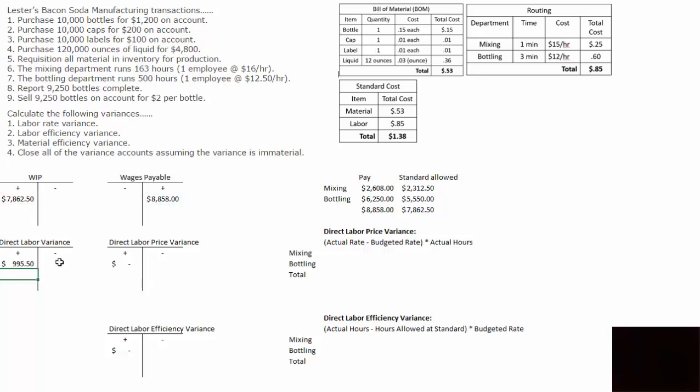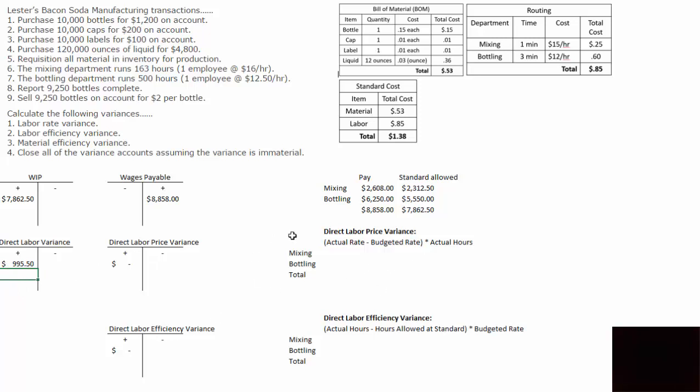So since a variance account has a debit balance, that's unfavorable. That's a bad thing. Think of this as like an expense account. A debit balance is unfavorable. A credit balance would be favorable. So we know we have an unfavorable labor variance of $995.50. What we don't know is whether that is because of a labor rate variance or a labor efficiency variance. Were we paying them too much, or were they too slow, or some combination thereof? So we're going to break this variance into its two components.